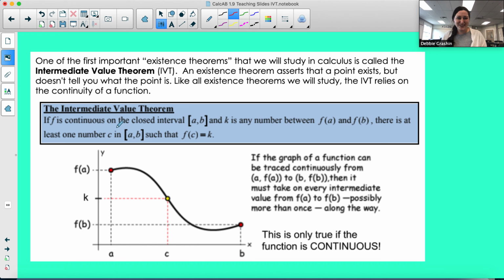The condition for the intermediate value theorem is that the function is continuous. This is what the theorem states, so bear with me. If f is continuous on the closed interval from a to b, so there's no gaps or holes, and k is any number between f of a and f of b, so k is some y value between the y value at a and the y value at b, then there is at least one number c, some x value between a and b, such that f of c is k. And again, that's only true if the function is continuous.